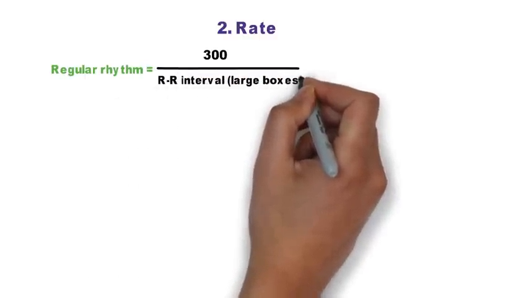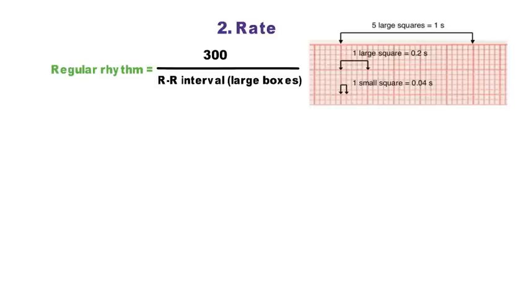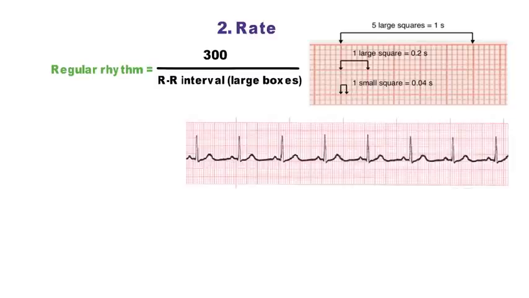Step 2. It is to calculate heart rate from an ECG. If the rhythm is regular in ECG, heart rate is calculated by 300 divided by large boxes between RR interval. And this is a ECG graph paper. If the speed or calibration of ECG machine is 25 mm per second, then one small square corresponds to 0.04 second and one big square to 0.2 second. So 5 large squares is equal to 1 second.